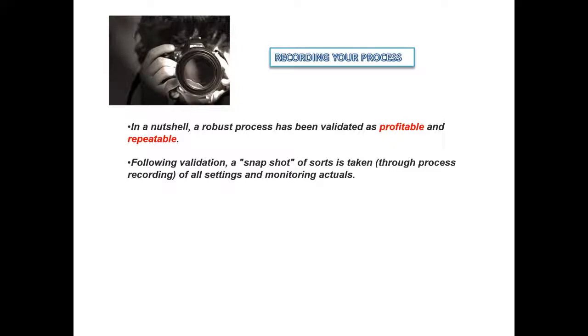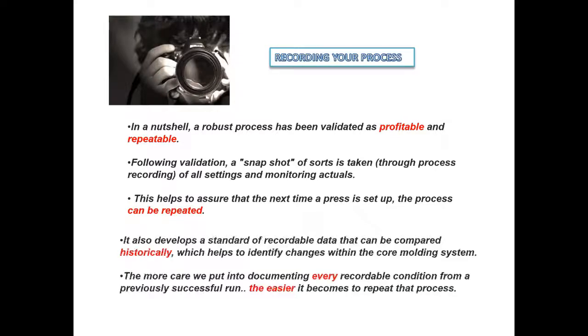So following validation, you're going to do a snapshot of sorts through process recording, which involves setting and monitoring actuals. This is what's going to help to assure that the next time the press is set up, the process can be repeated. It also develops a standard of recordable data that can be compared historically, which helps to identify changes within the core molding system. The more care we put into documenting every recordable condition from a previously successful run, the easier it becomes to repeat that process.